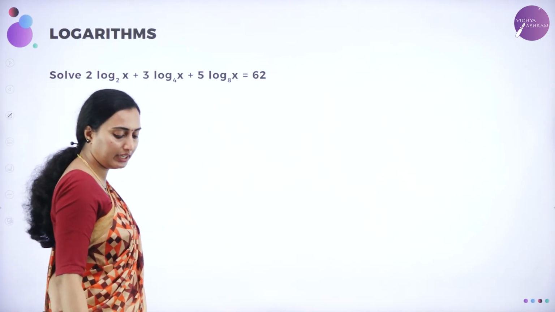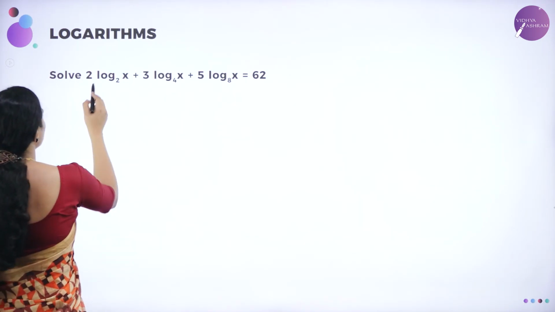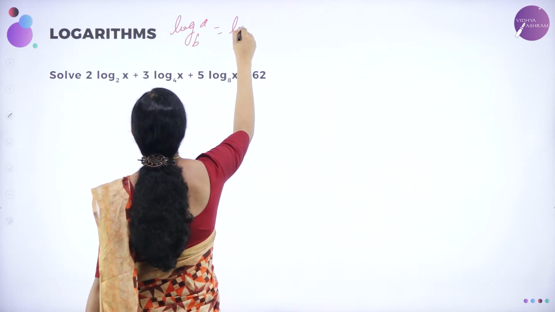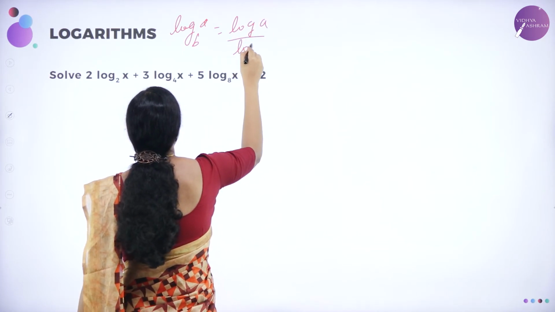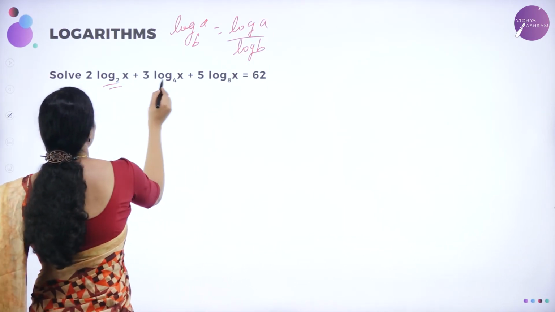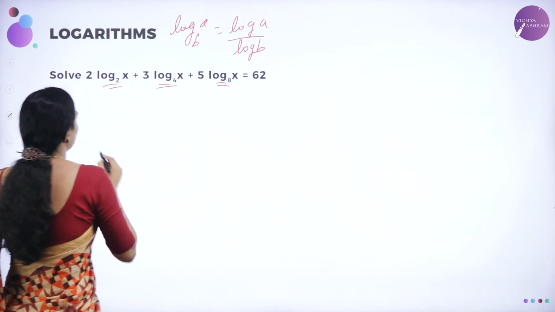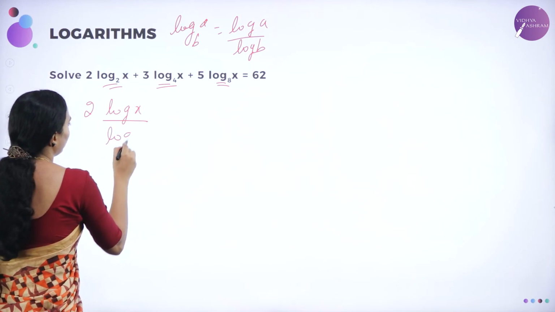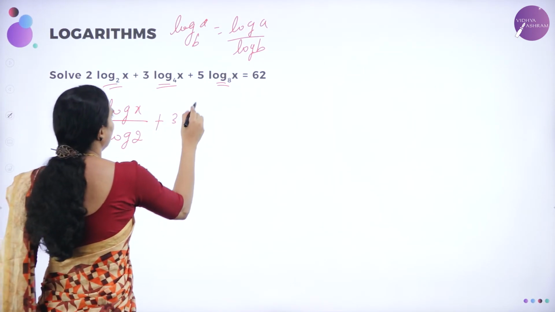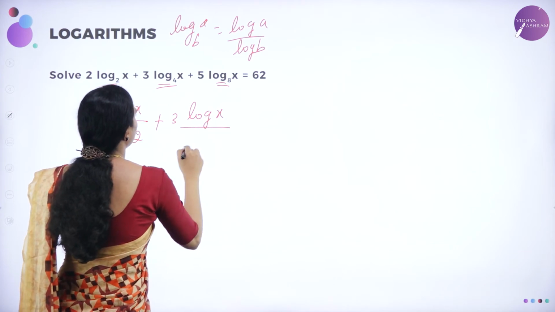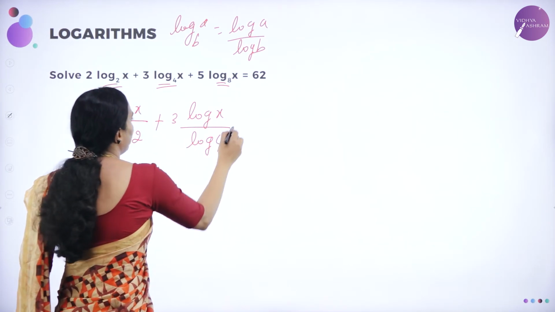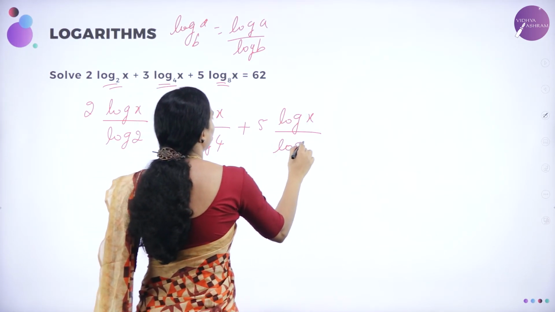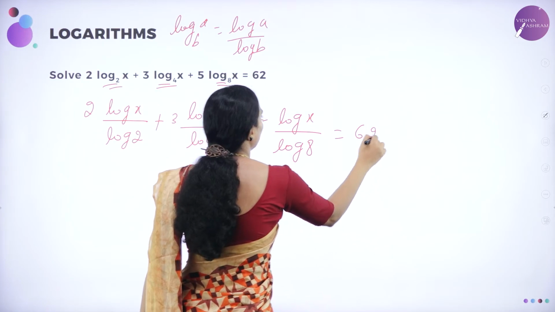Accordingly, this I can write as log a to base b is nothing but log a divided by log b. Accordingly, let me write this one as well: 2 log x divided by log 2 plus 3 log x divided by log 4 plus 5 log x divided by log 8 is equal to 62.